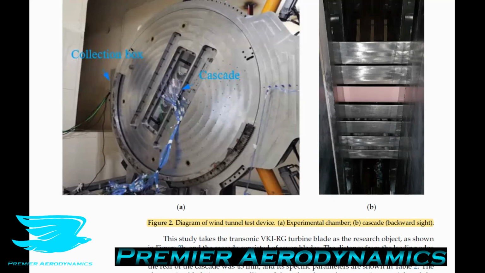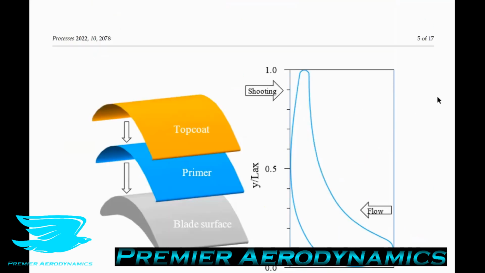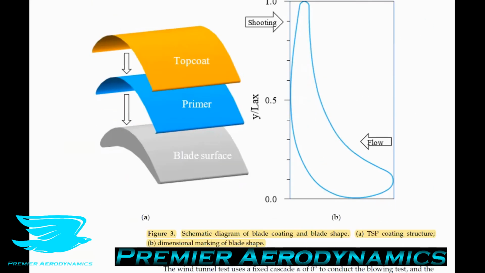So the transonic VKI-RG, I'm not exactly sure what that is, but I'm pretty sure VKI stands for Von Karman Institute, so maybe it's a particular cascade that the Von Karman Institute had developed. If you know more about this, let me know in the comments below, but this is just a particular type of cascade, I think. Looking at figure 3, they have a picture of the blade that they painted, and the paint on it.